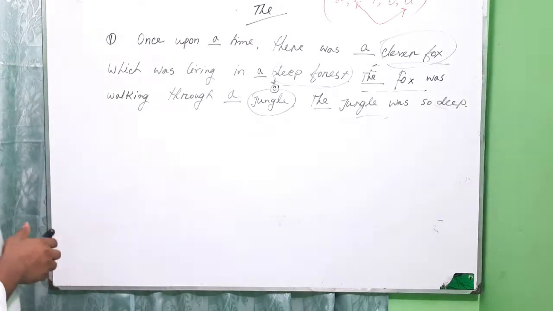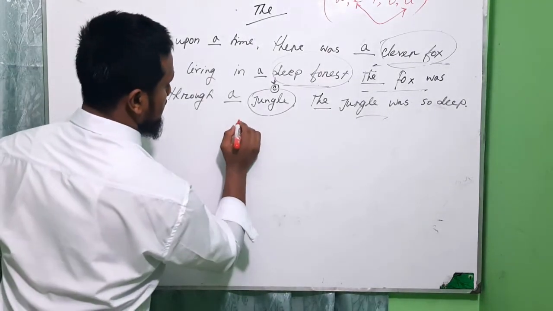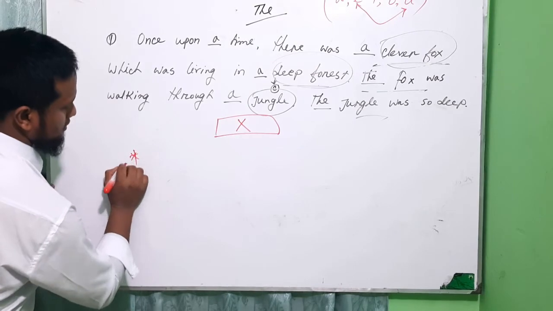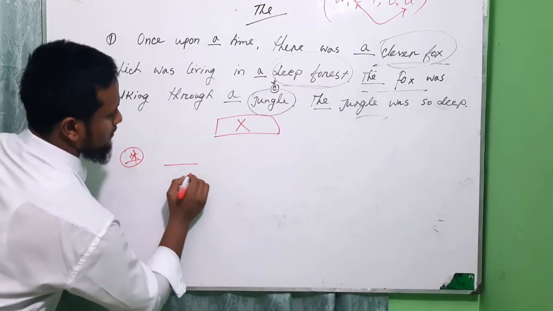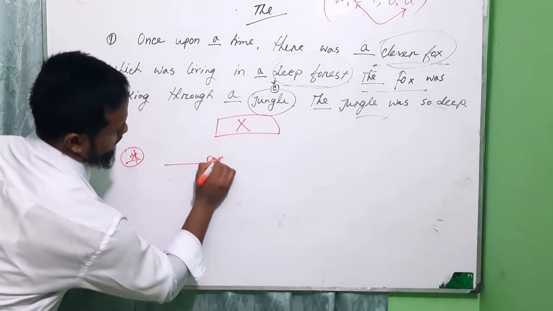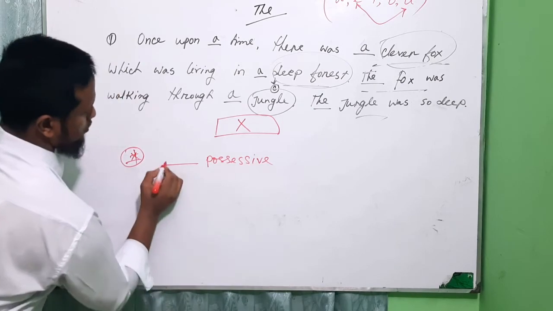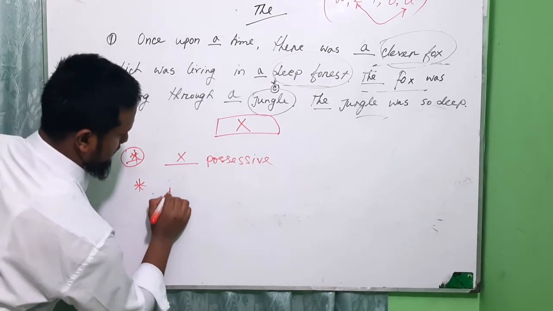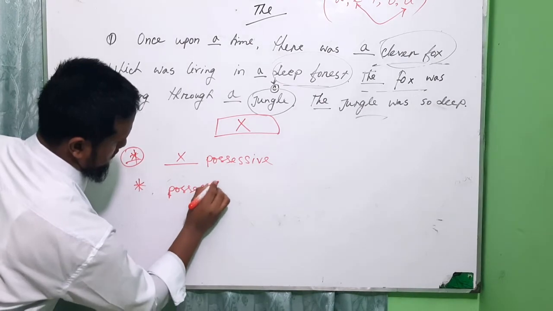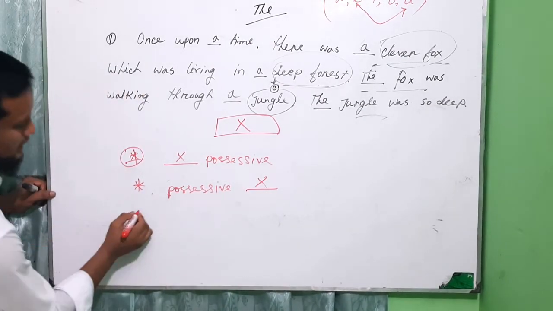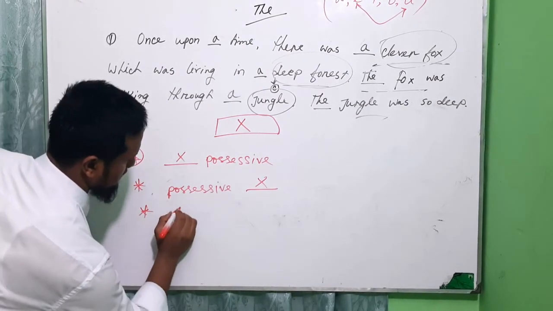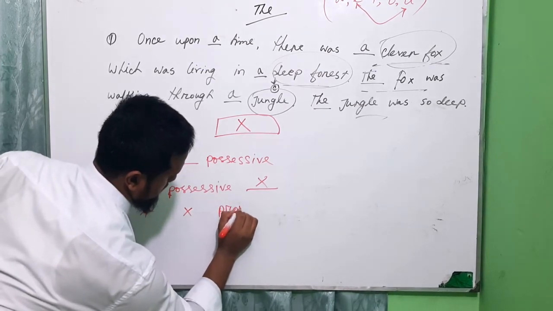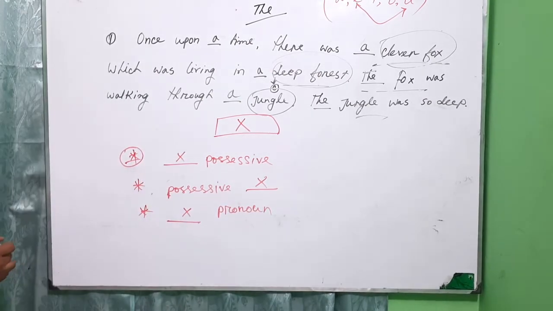The student, we also use here cross. Where we should use cross. I want to introduce the rules of cross. Before possessive, we have to use cross. And after possessive, we have to introduce cross. And before pronoun, we have to use cross.